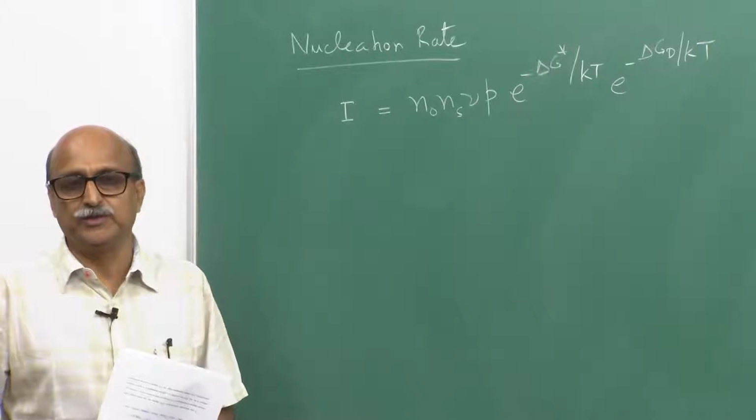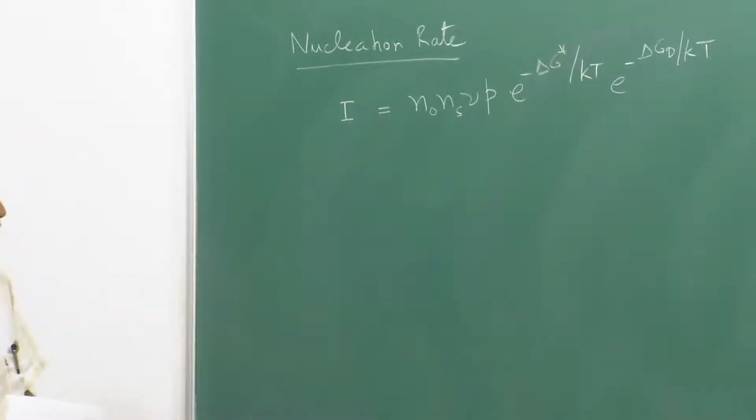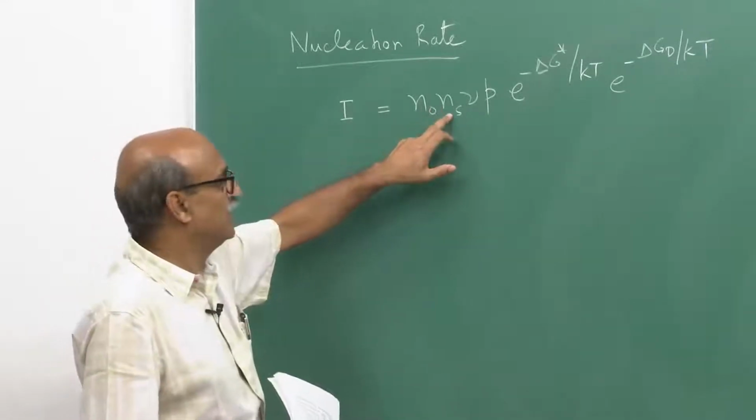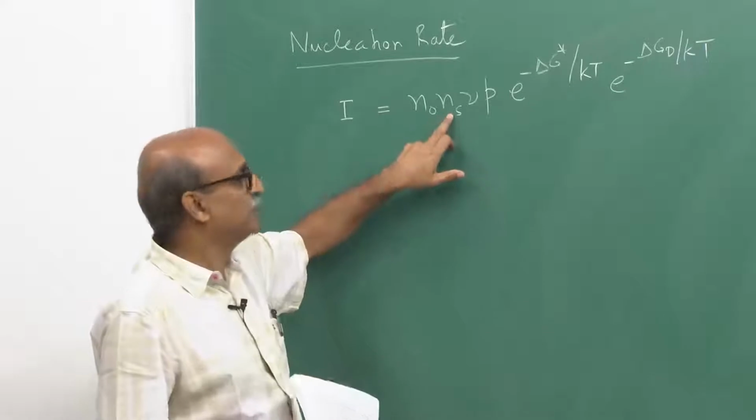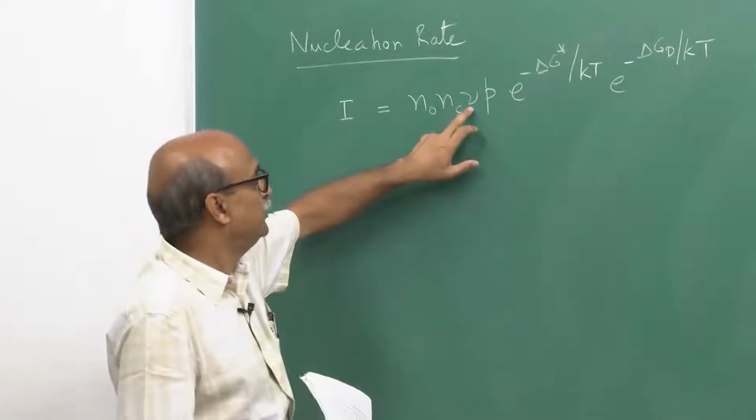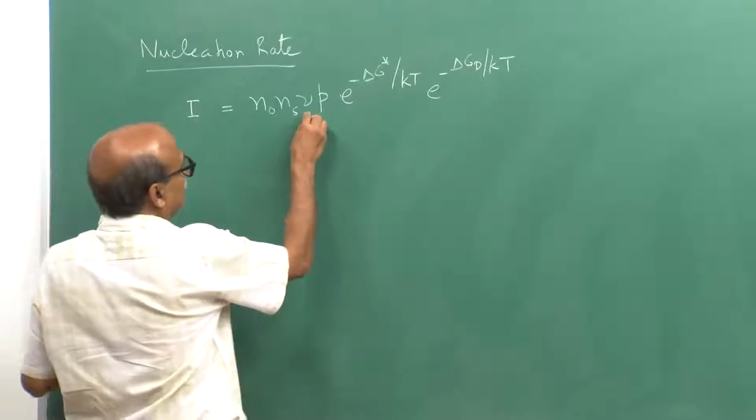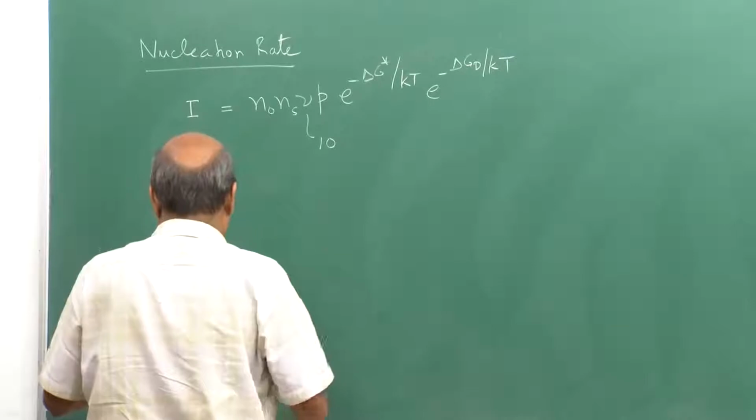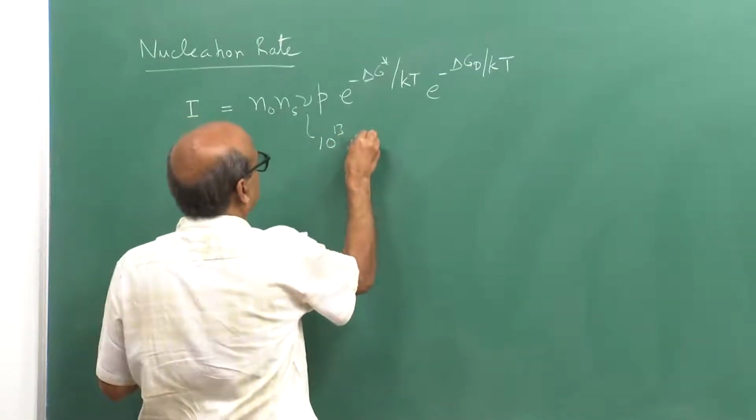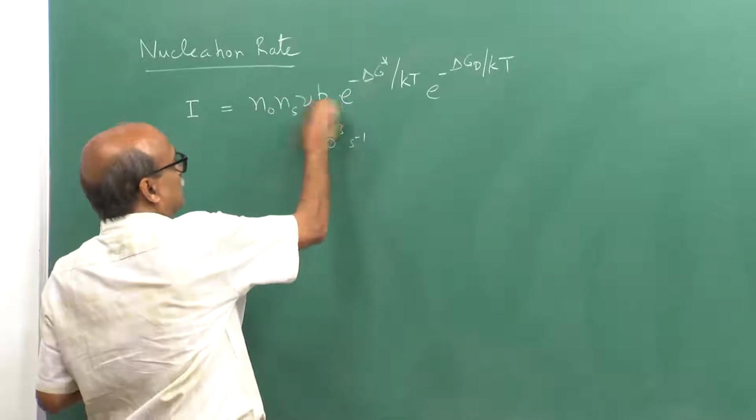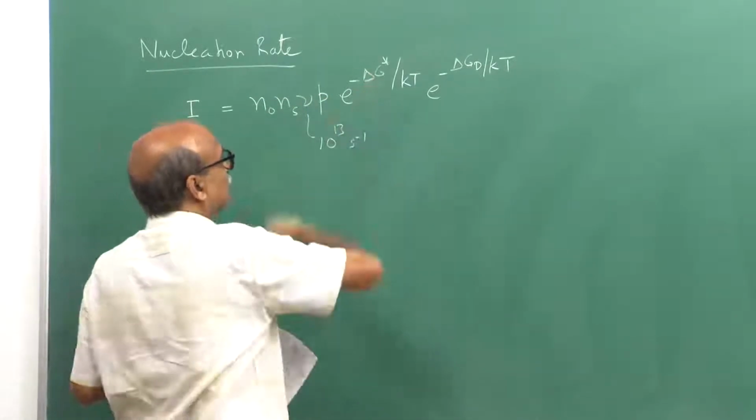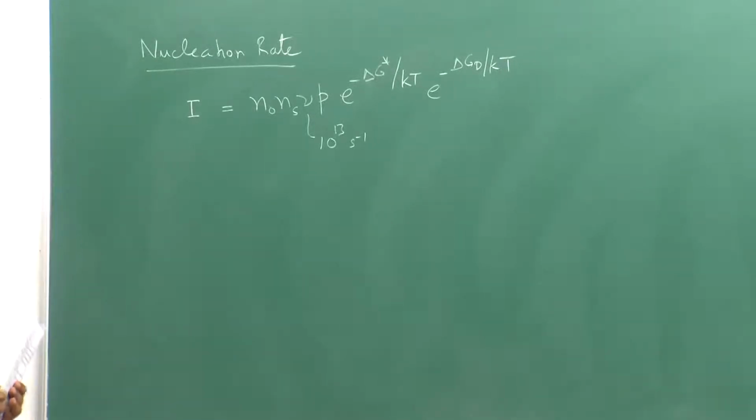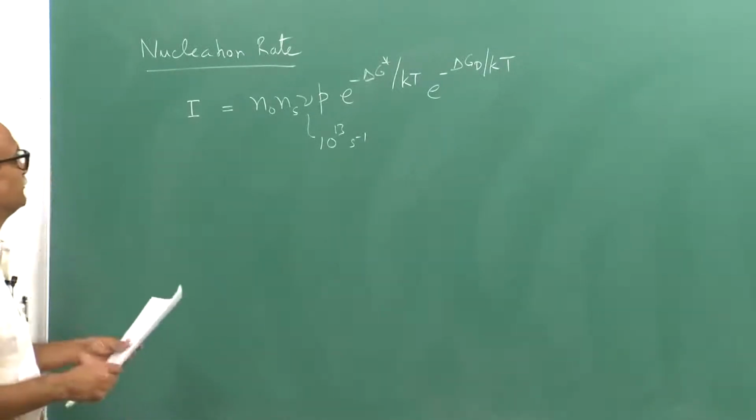So, the nucleation rate we derived in the last lecture is given by N0, the number of sites of nucleation, Ns, the number of atoms in the parent phase surrounding the nucleus, nu is the Debye frequency, which could be taken as 10 to power 13 per second. P is the absorption probability, delta G star is the critical free energy, and delta GD is the activation energy for the jump from the parent phase to the product phase.